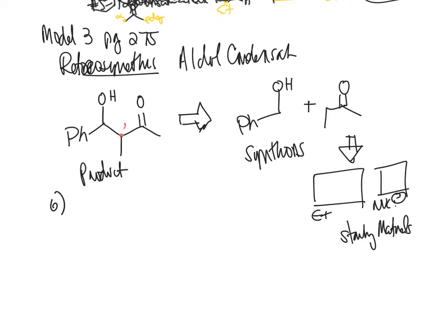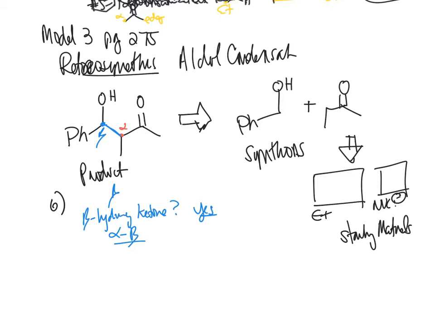So this is your alpha, this is your beta. Is this product an aldol condensation? Well, do you have a beta hydroxy ketone? Yes. So the answer is yes. In an aldol condensation, which position is the new bond formed between? It's between alpha and beta. Okay, so the new bond in the aldol condensation is the alpha beta.